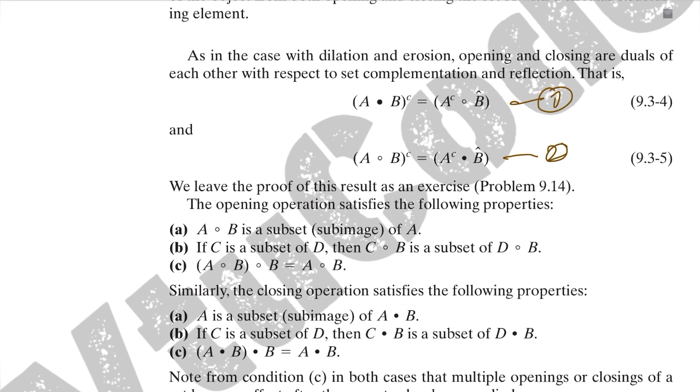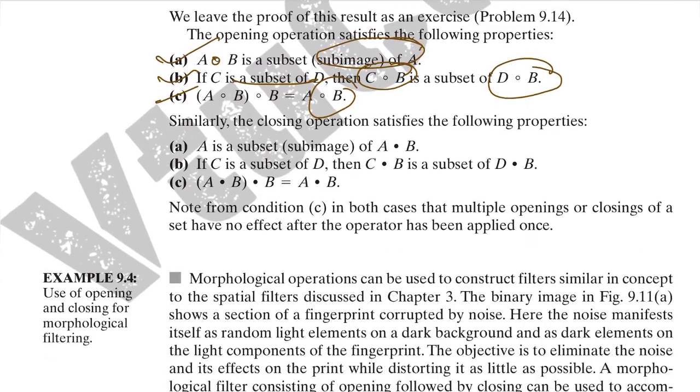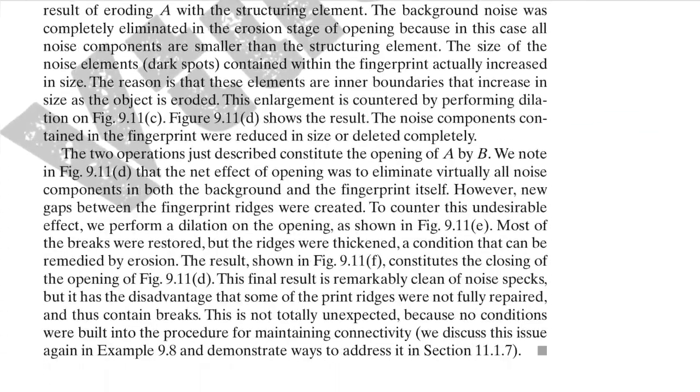Now, the opening operation satisfies all these properties. A opening B is a subset of the image. If C is a subset of D, then C opening B is a subset of D opening B. And A opening B, opened again by B, is nothing but A opening B itself. All these properties of morphological image processing you should remember.